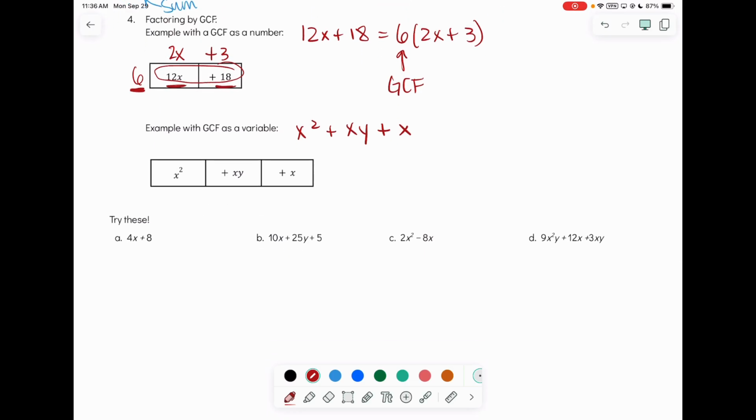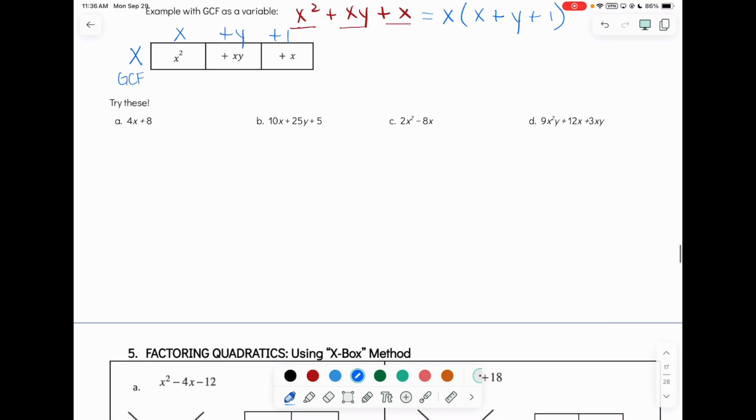Here's a GCF as a variable. If I have a trinomial, x squared plus xy plus x, what do each of these guys have in common? X can pop out. That's my GCF. Then what's left over after I take out the GCF? X plus y. Ooh, tricky. Is it 0 or 1? 1. Good job. Okay. So we have GCF of x. Then it's x times the quantity x plus y plus 1.